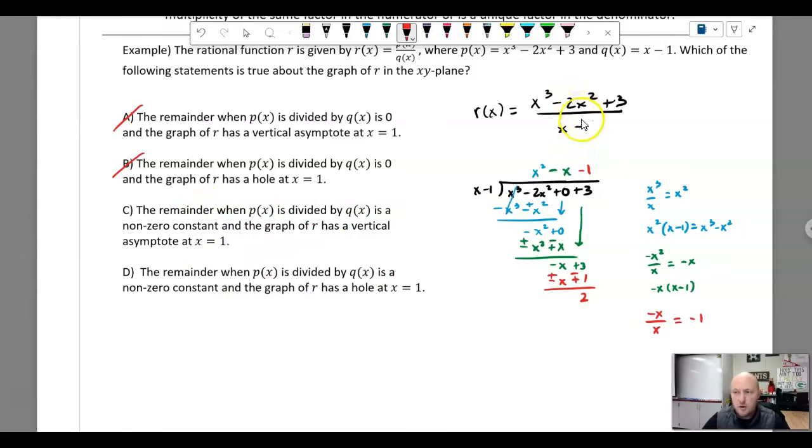So it's not going to be a hole. So D goes out the window. The answer here is C. Essentially, you can correlate a remainder of 0 with providing a hole. A non-zero constant is going to be a vertical asymptote. There you go.